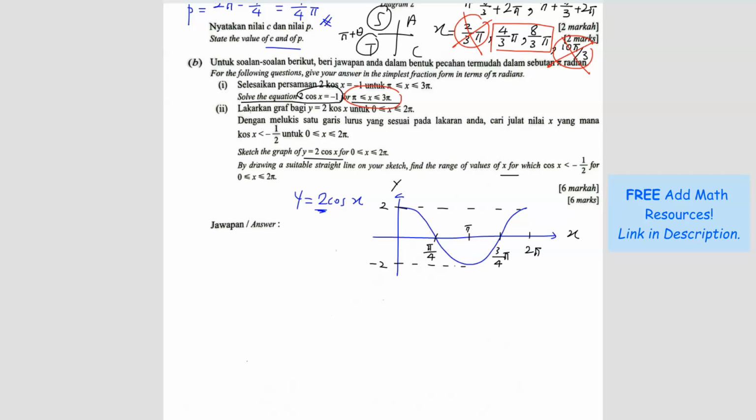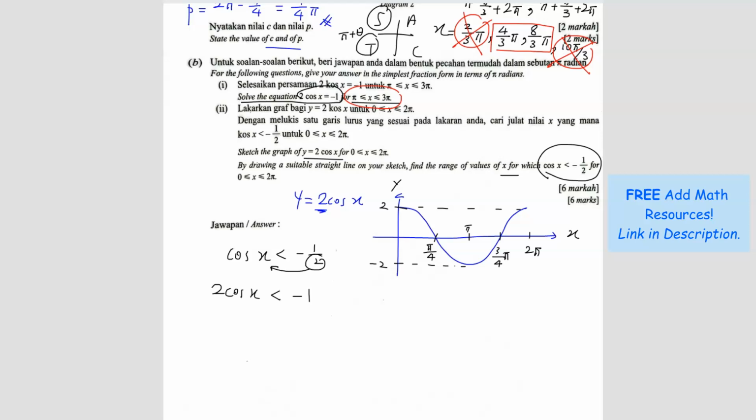So now what do we need to do? They want us to draw a suitable straight line on your sketch, to find the range of x for which cos x is less than negative 1 over 2. So what we can do is rearrange this. Let's say I bring this over, right? So I get 2 cos x less than negative 1.